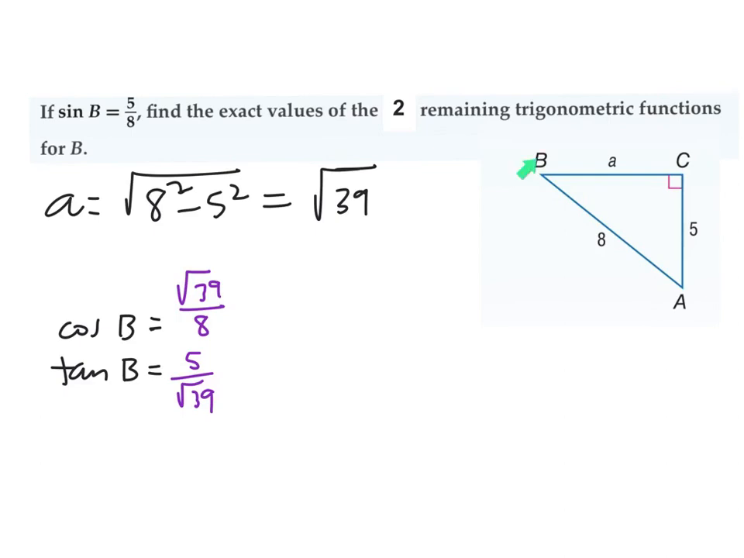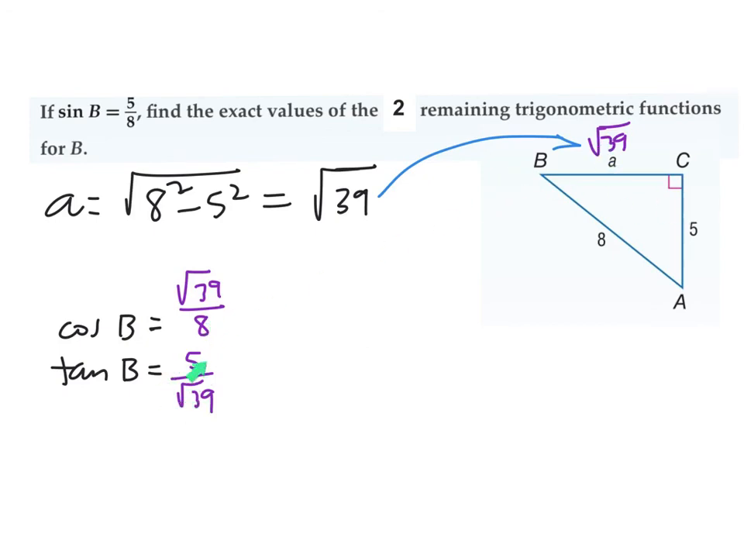So here are my two remaining trigonometric functions. Okay, cosine of b, adjacent over hypotenuse. Maybe it'd be helpful if I wrote this square root of 39 right in there, because in reality that's what this is, right? This value goes there. Okay, so again, I've got adjacent over hypotenuse, so there's my cosine, opposite over adjacent.